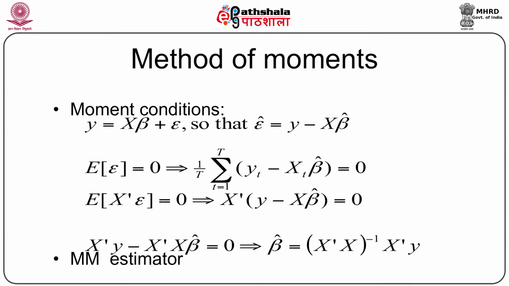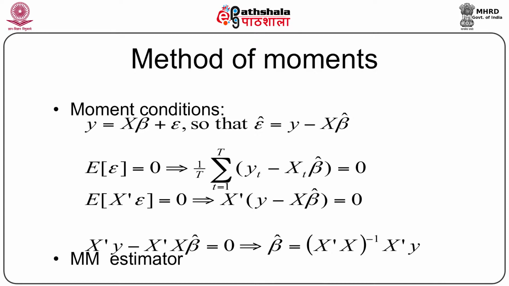Now using these two conditions, that is, one is expectation of epsilon equal to 0 and the other is expectation of x prime epsilon equal to 0, you get the condition x prime y minus x prime x multiplied by beta is equal to 0, and solving this equation you can get beta hat equal to x prime x inverse x prime y. This is nothing but the OLS estimate.